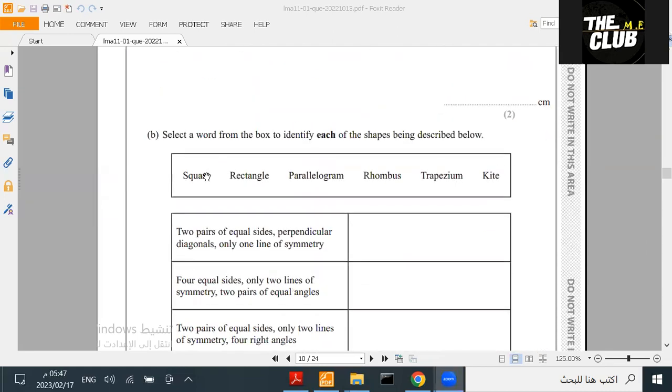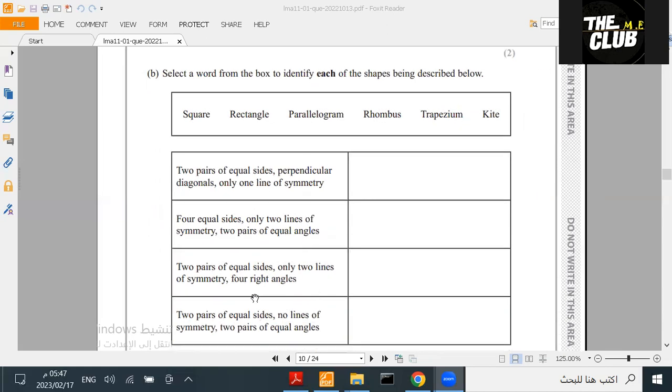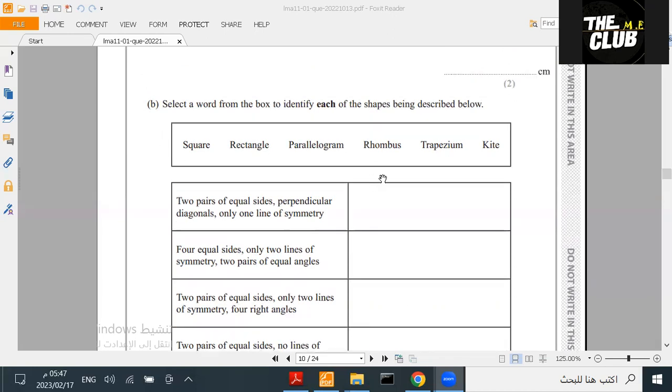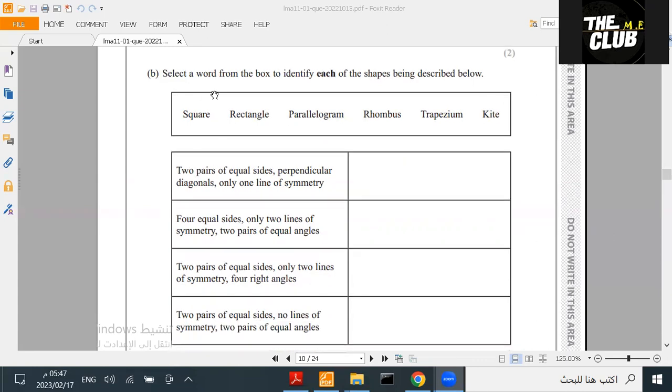Okay, B. Select a word from the box to identify each of the shapes being described below. These shapes are described, and we're going to use the words from the box and put them here. This is a new question, they invented it in 2022. Let's see the explanations and we will choose one word to describe each.